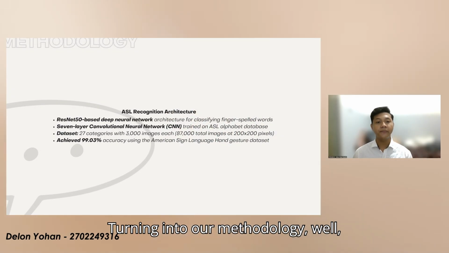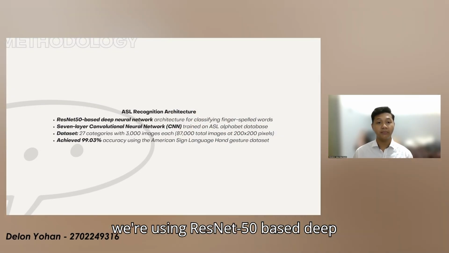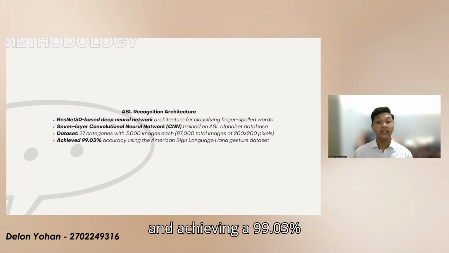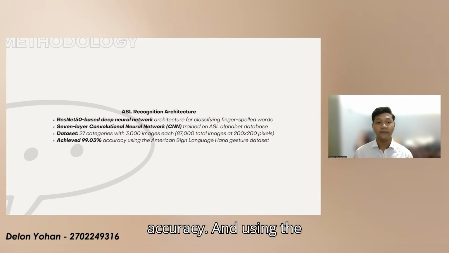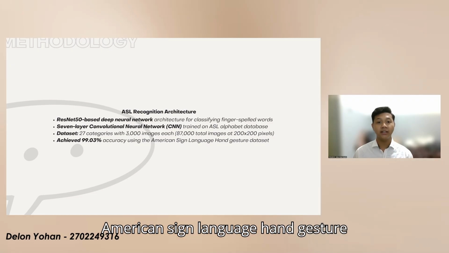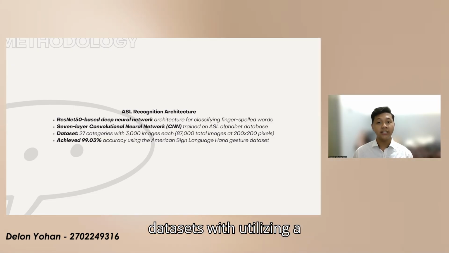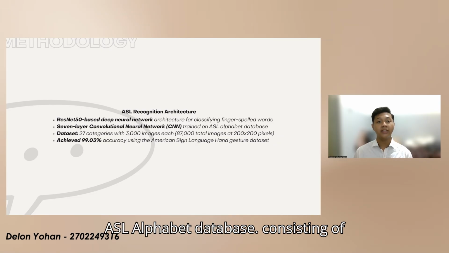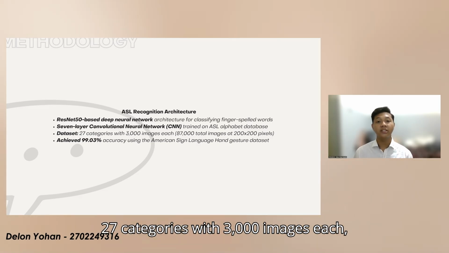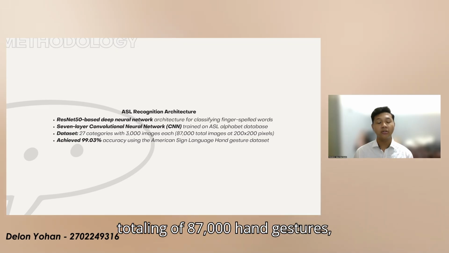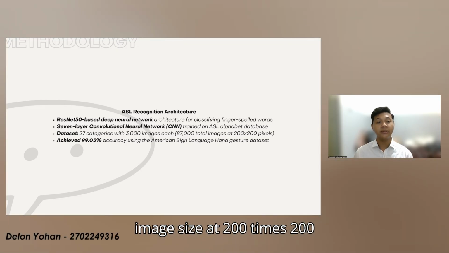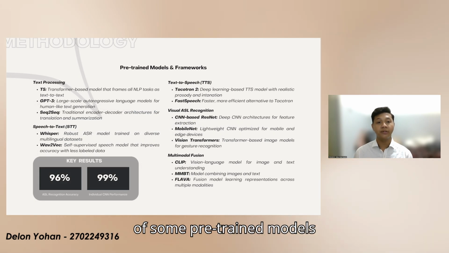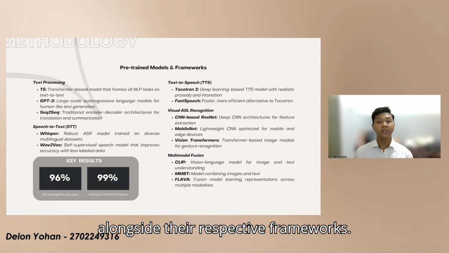Turning into our methodology, well, we're using a ResNet-50 based deep neural network architecture for classifying fingerspelled words, achieving 99.03% accuracy. And using the American Sign Language hand gesture datasets with a 7-layer convolutional neural network, or we call it CNN, trained on the ASL alphabet database, consisting of 27 categories with 3,000 images each, totaling 87,000 hand gestures, image size at 200 times 200 pixels. We are also taking advantage of some pre-trained models alongside their respective frameworks.